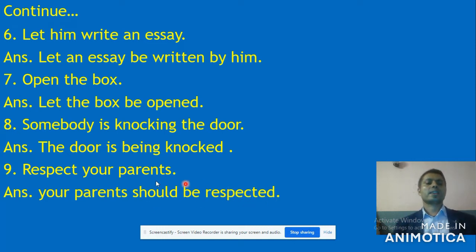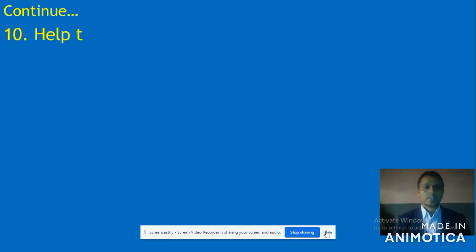Got it? Like this, obey your parents also. Your parents should be obeyed. Here, respect your parents becomes your parents should be respected. Respect your teacher also, your teachers should be respected, like this. Well, now look at the next one.